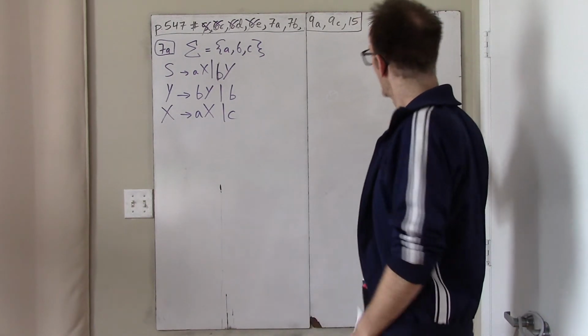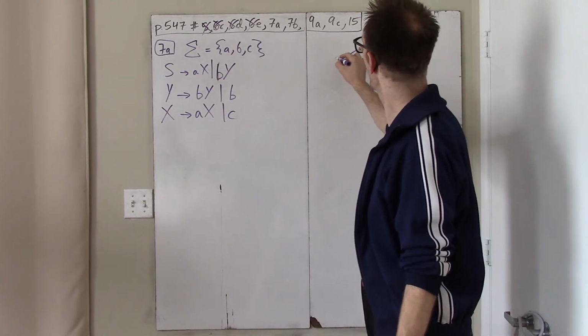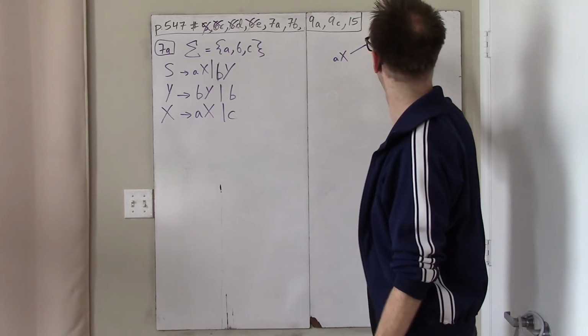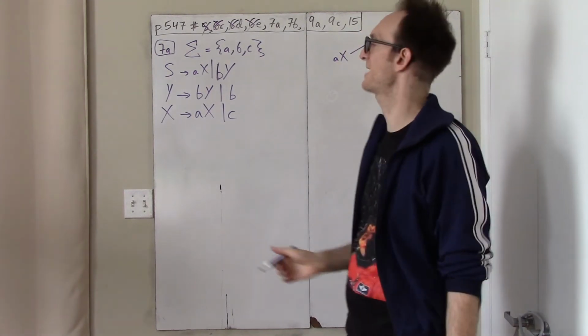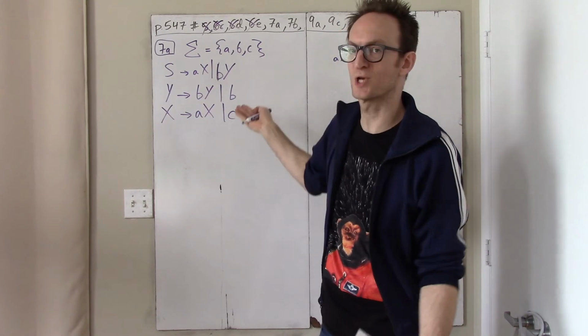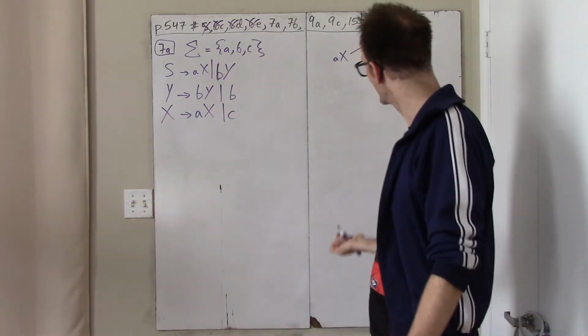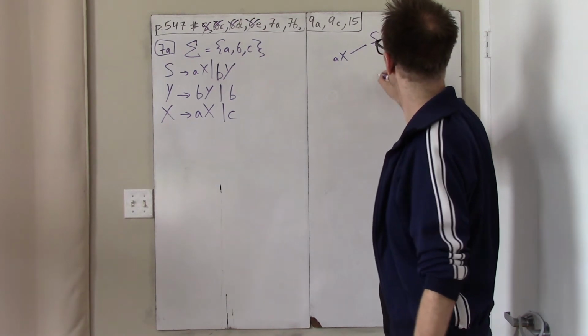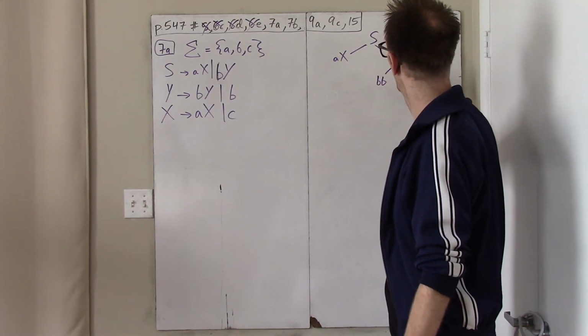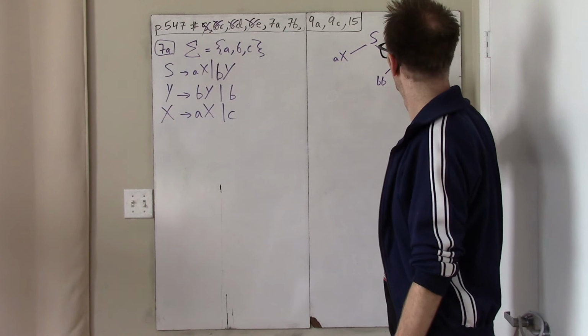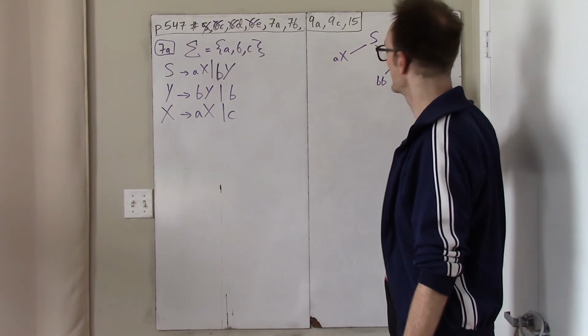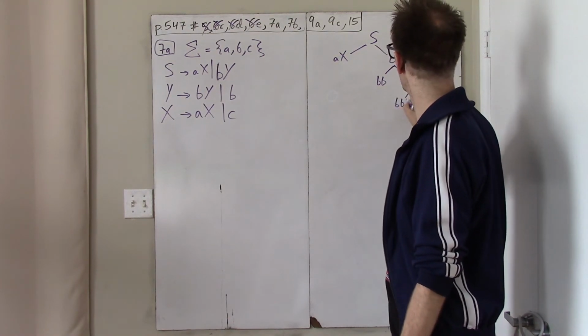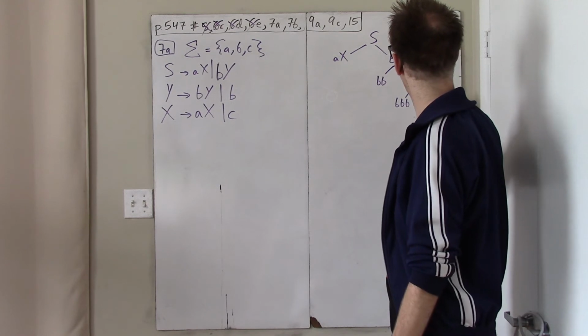Here's S. What does it do? It goes to AX or BY. And there's just not as much looping going on here, so this is just baby stuff now, right? What does Y do? It goes BY or B, so this is just going to either end BB or it's going to go BBY. And what does BBY do? It goes BBB or it goes BBBY.